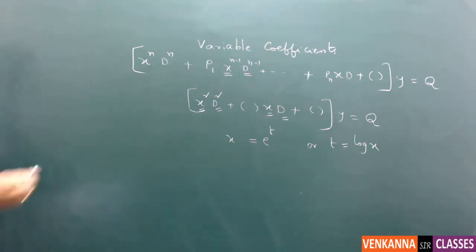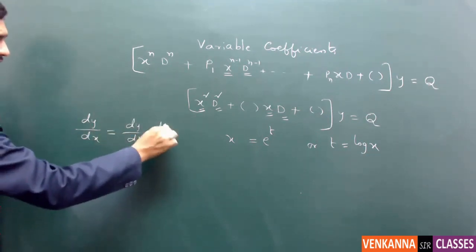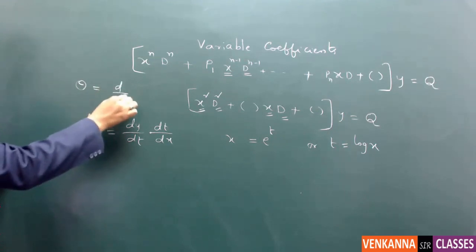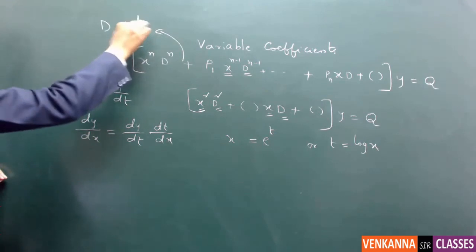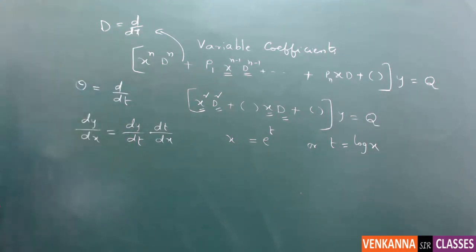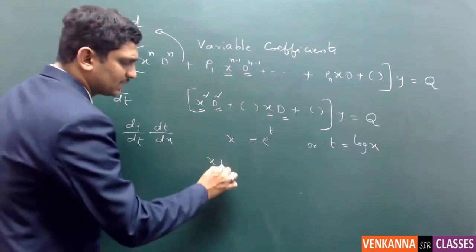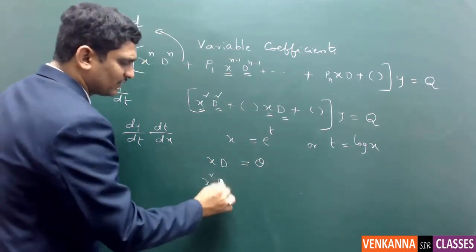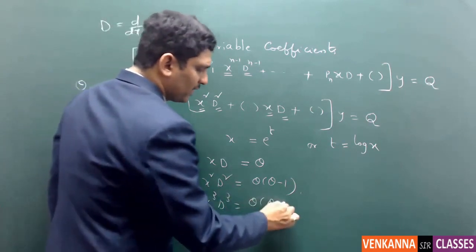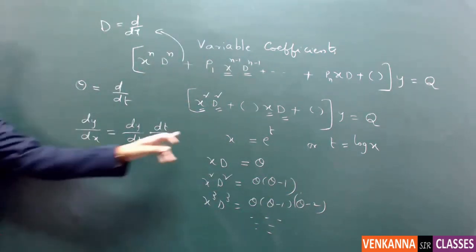So if you consider the derivatives, if you have dy/dx, then it is written as dy/dt into dt/dx. And we use the symbol theta for d/dt. As per the problem, capital D stands for d/dx. By using this substitution, it will be converted into constant coefficients, and these values will be replaced with the following. So we replace xD with theta, x^2 D^2 with theta into (theta minus 1), x^3 D^3 with theta into (theta minus 1) into (theta minus 2), and so on. By doing the successive differentiation here, you will get these values.